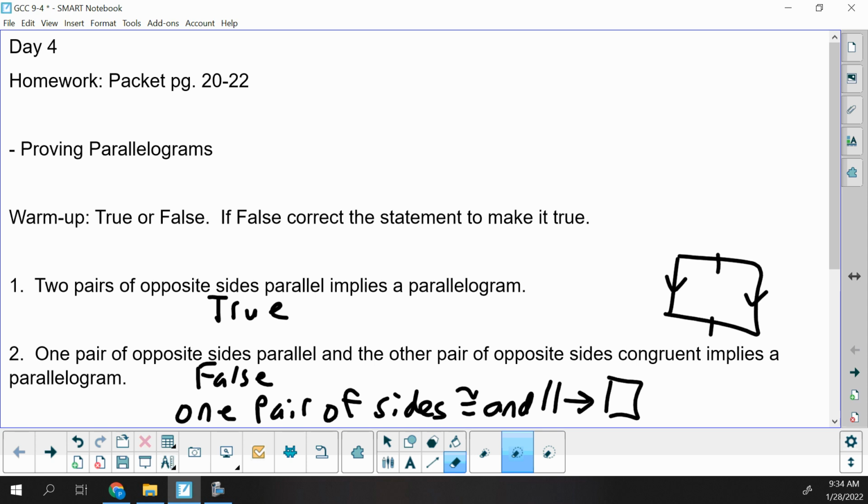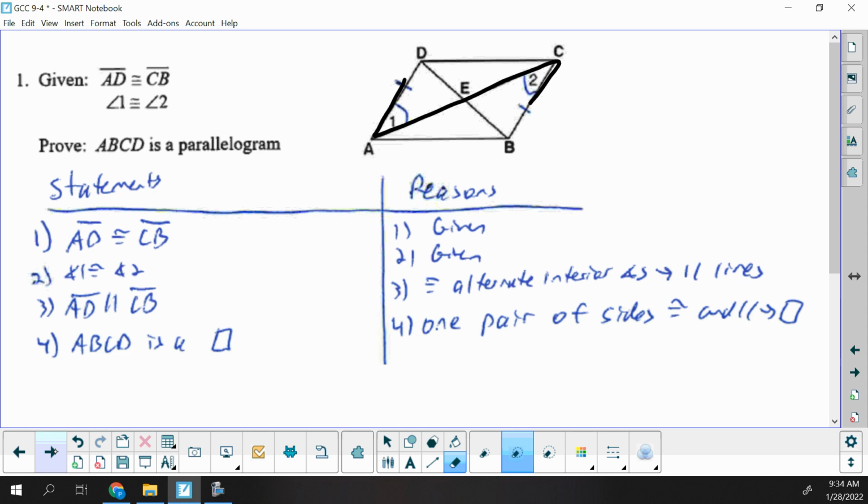All right, we can stick our warm-ups away and let's move over to the homework. Our goal here was to get a parallelogram. So we want to either get one pair of sides congruent and parallel implies parallelogram. That's the most commonly used one. The other 2 most common ones are both pairs of opposite sides parallel implies parallelogram, or both pairs of opposite sides congruent implies parallelogram.